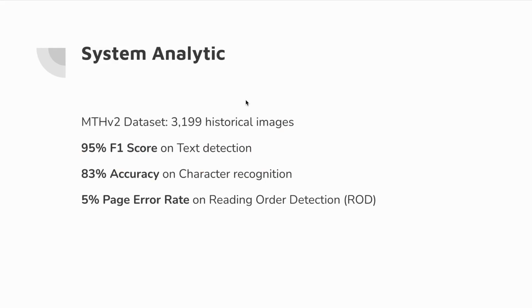Okay, let's talk about numbers because accuracy matters. Our system was evaluated using the MTHv2 dataset. That's 3,199 images with ground truth labels for text location, recognition, and crucially, reading order. Our system scores an impressive 95% F1 score in text detection, along with 83% text recognition accuracy. The real achievement here, however, is the 5% page error rate with our reading order detection model. To clarify, this means that our system correctly determines the reading flow for 95% of the pages in the dataset.